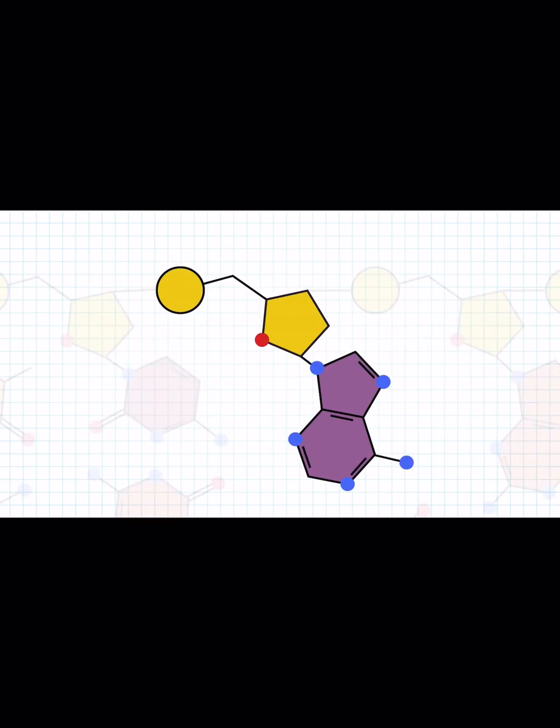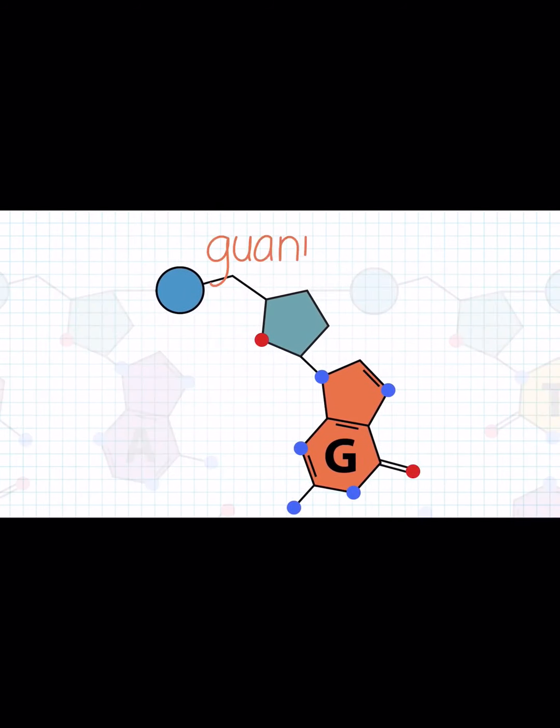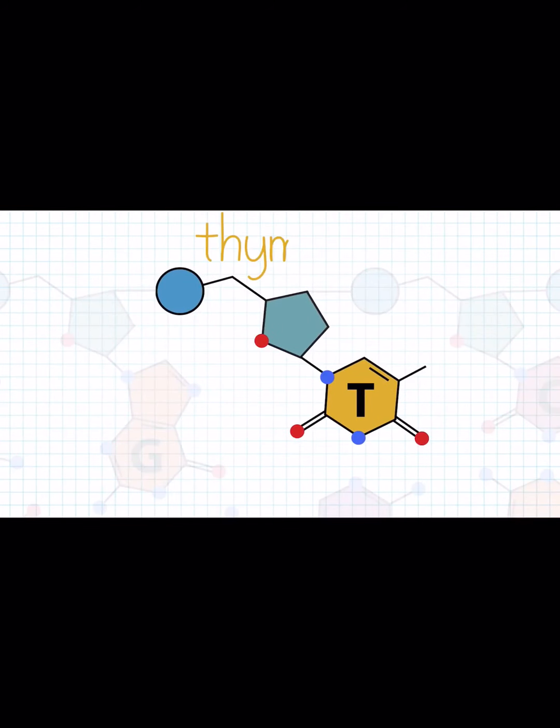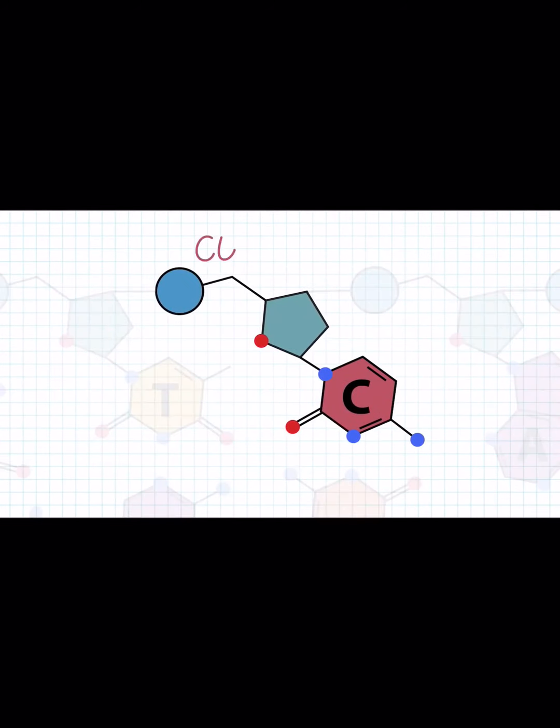A nucleotide has three components: the 5-carbon sugar, a phosphate group, and one of 4 possible nitrogenous bases: adenine, guanine, thymine, and cytosine. The nitrogenous base is always attached at the 1' carbon of the sugar.